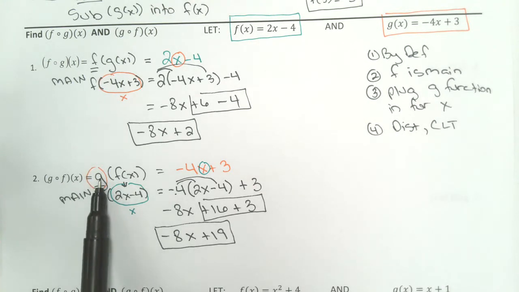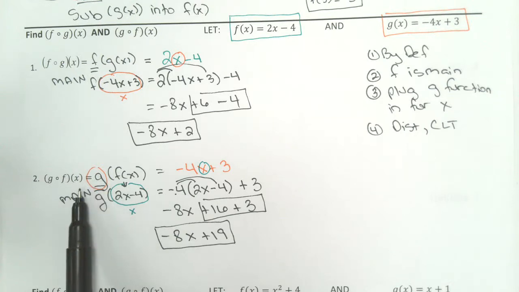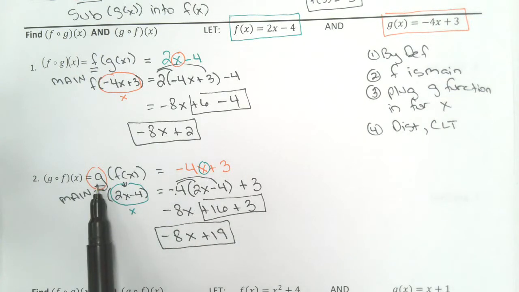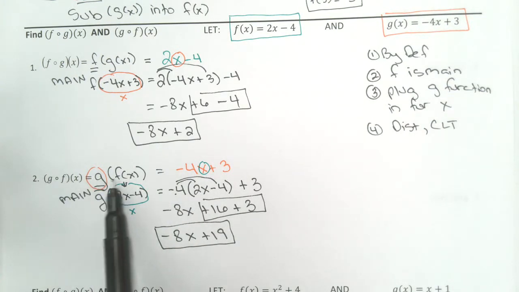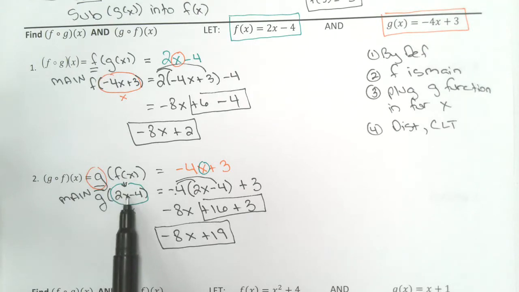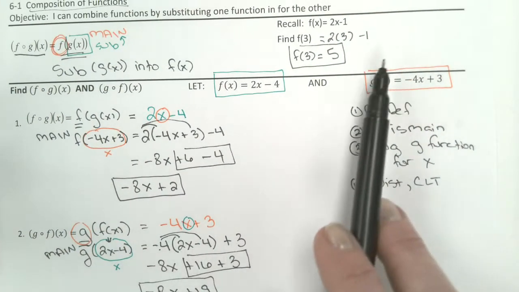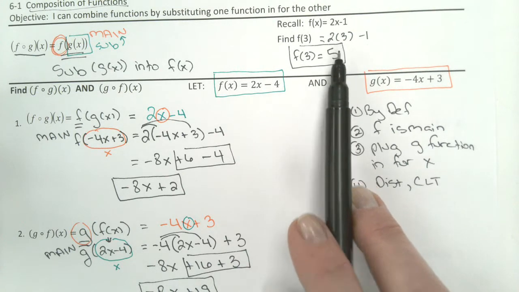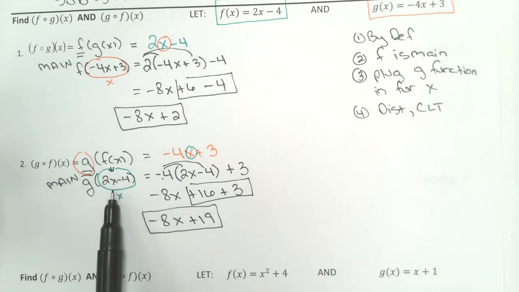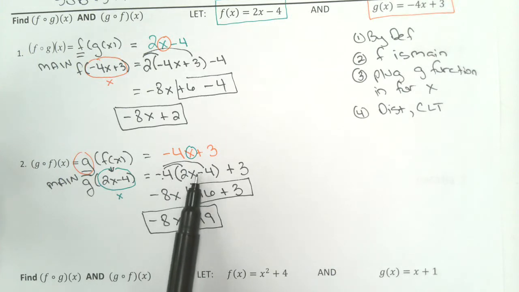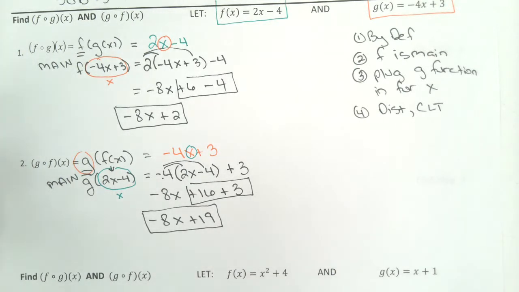So whatever letter comes first, that is your main function that you're going to use. So that's the first thing I did. Figure out what your main function is and then write it over here. And then whatever function goes in its spot, I always write it down there. And then that just says, hey, now in place of x, instead of just plugging in like a single number like I'm used to doing, now I have to plug in a whole function. So that's why the 2x minus 4 went in its spot.